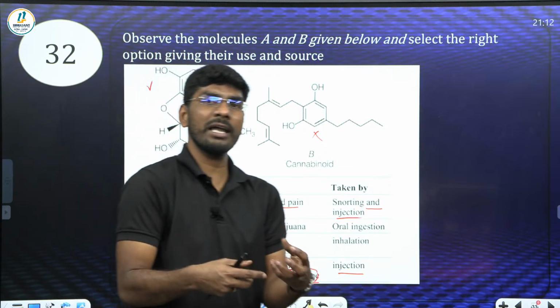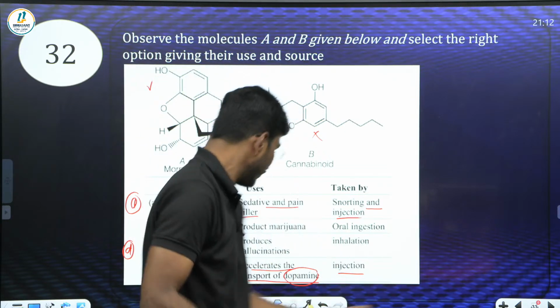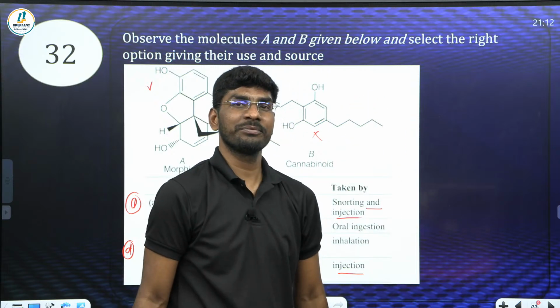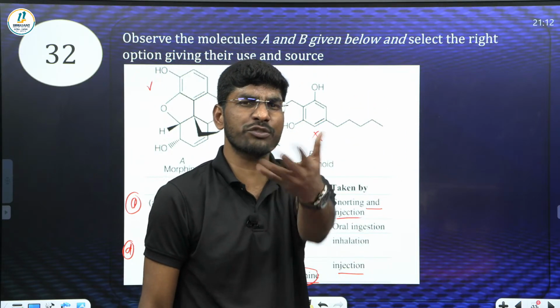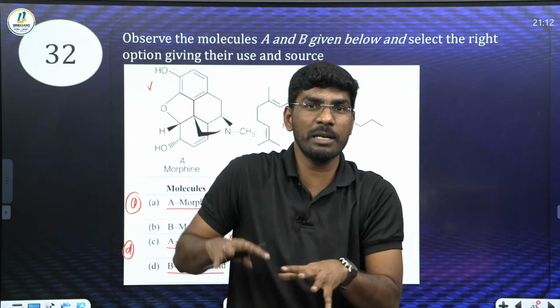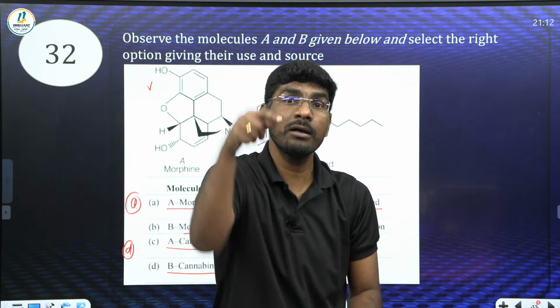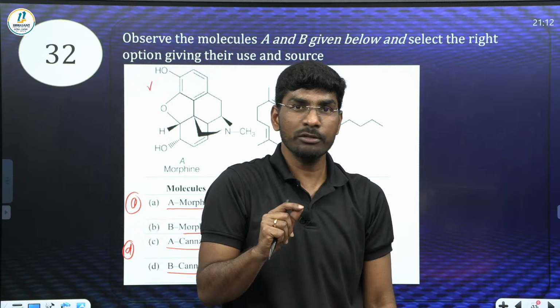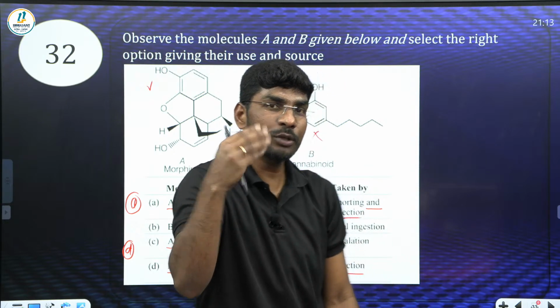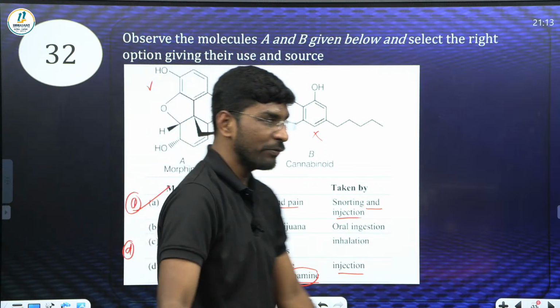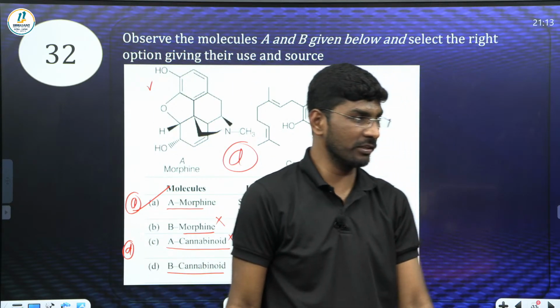Actually, the accelerated transport of dopamine is by cocaine, not cannabinoids. Euphoria, do you remember euphoria, extreme happiness because of dopamine, still persists in the blood. Who is going to block this dopamine going back to the brain? Cocaine. You understand? So it is not cannabinoids. So I go with Option A. Am I correct? How many of you? Yes, good, good, good. Sabas.